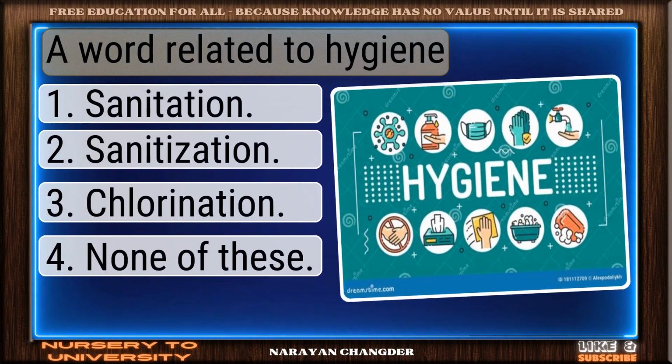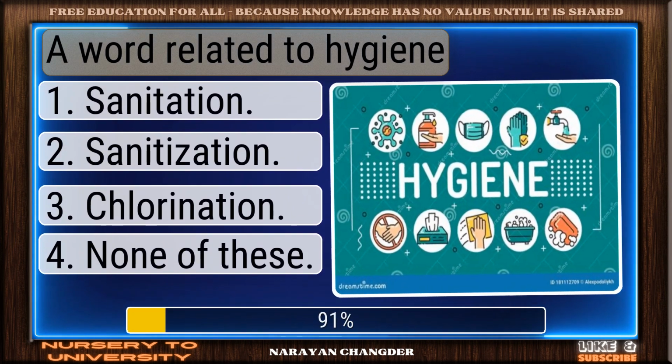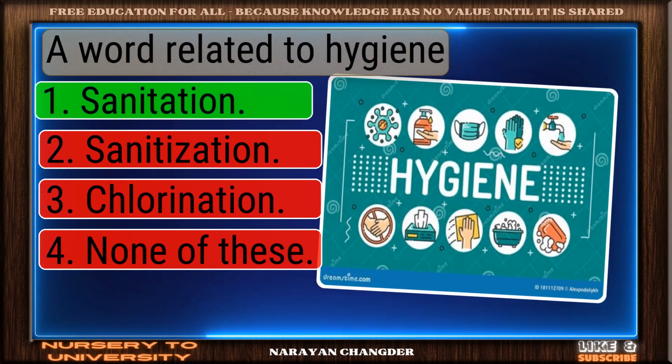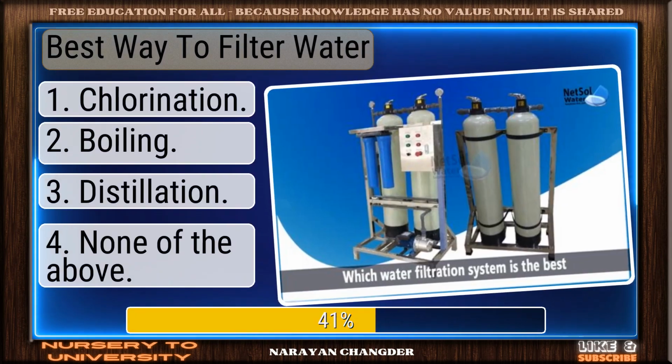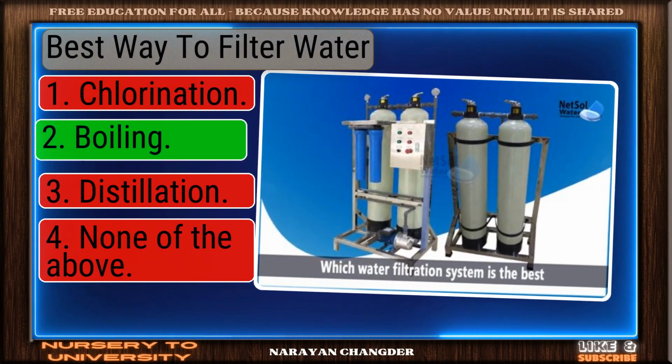Question number 108. A word related to hygiene. You're right. Sanitation is the correct answer. Question number 109. Best way to filter water. Perfect. Boiling is the correct choice.